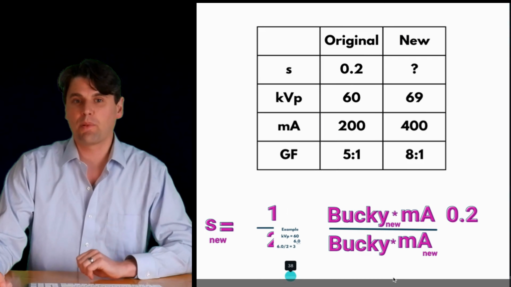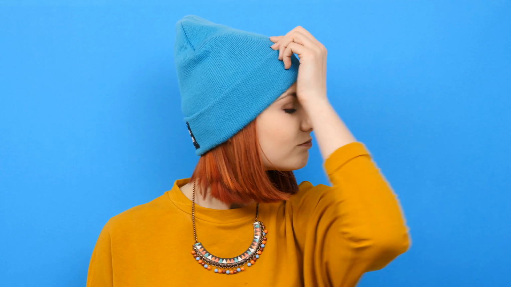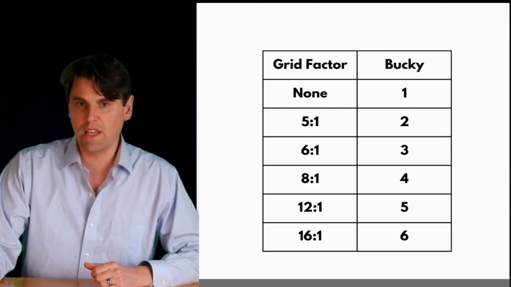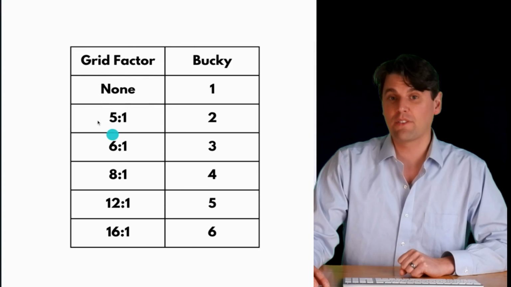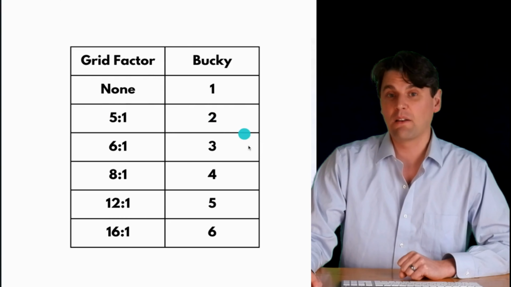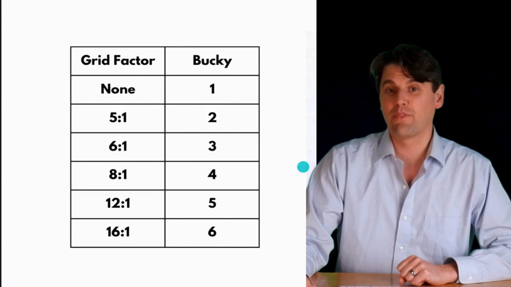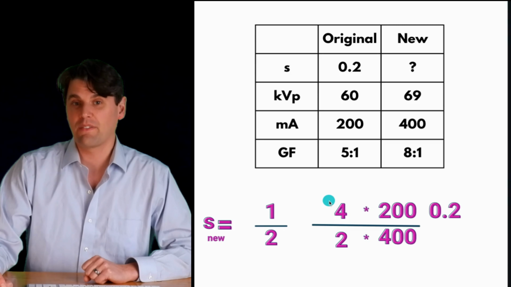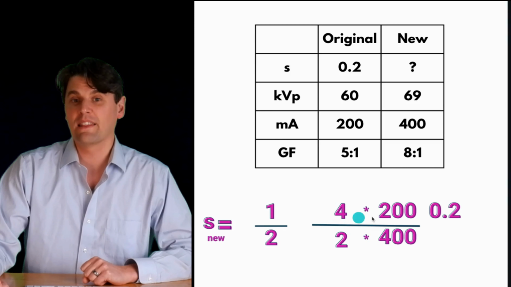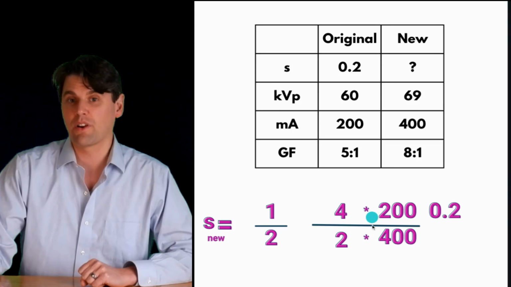Then next we're going to plug in for the Bucky factor. But if you don't remember the conversion from grid factor to Bucky factor, those values are shown here. So you're going to want to have these memorized. In this problem, we have a 5 to 1 grid factor and we have an 8 to 1 grid factor. So the Bucky factors are 2 and 4 respectively. We'll plug those in here in our equation for the Bucky factors, and then we'll also plug in the mA. So we have an mA of 200 and a 400 here.